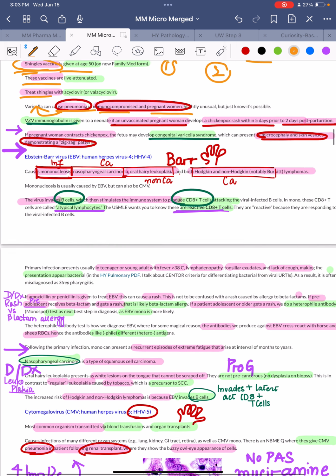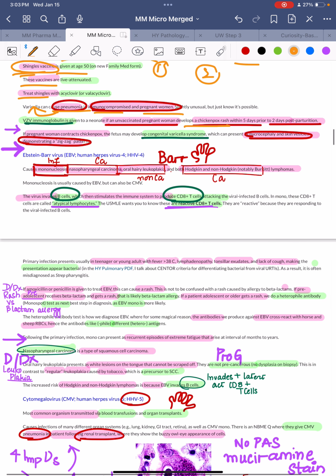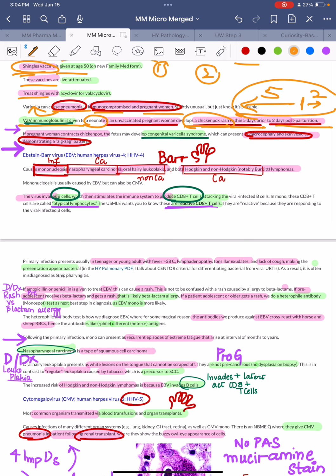And then suppose that you have an unvaccinated pregnant woman, and she has developed a chickenpox rash within 5 days prior to the delivery or 2 days postpartum, right? And they ask you, okay, now the neonate, what are you going to do for the neonate? 5 days before the delivery time, or 2 days after that, in that time, if the mommy develops this chickenpox rash, then you're going to give the VZV immunoglobulin. But if mommy developed something before the 5 days, or after 2 days, suppose they give you day 4, or they give you 8 days before, then the baby is not going to need the VZV immunoglobulin.